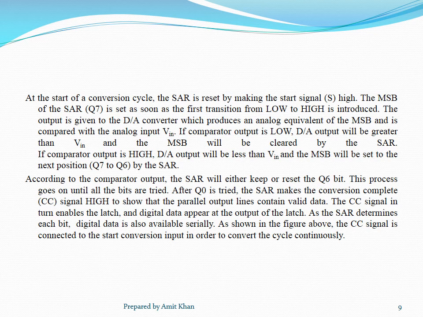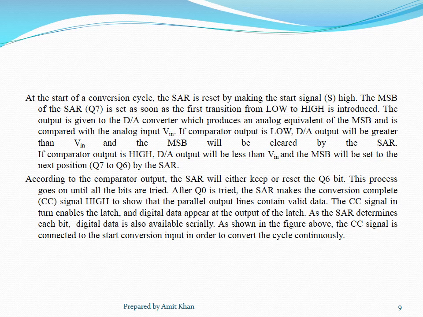If comparator output is low, then the D2A output will be greater than V in and the MSB will be cleared by the SAR. If the comparator output is high, then the D2A output will be less than V in and the MSB will be kept, and the next position is set, that means Q7 to Q6, by the SAR. So according to the comparator output, the SAR will either keep or reset the Q6 bit. This process goes on until all the bits are tried.